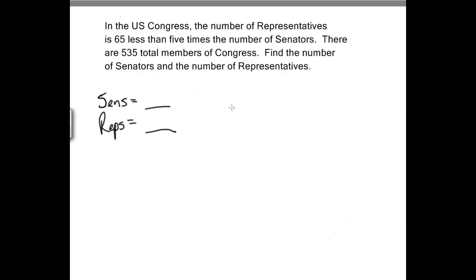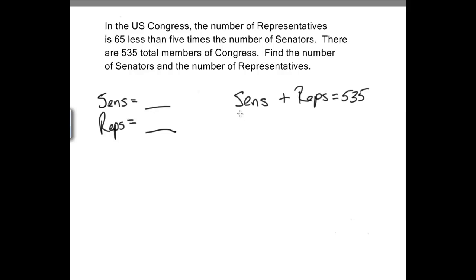And again, working backwards, it says here, there are a total of 535 members of Congress. And by saying total, that kind of tells me if I were to add them together. So I know, and again, let's go ahead and brainstorm this. Let's write this out. The number of senators plus the number of representatives is going to have to equal 535. So I have a little more information now.